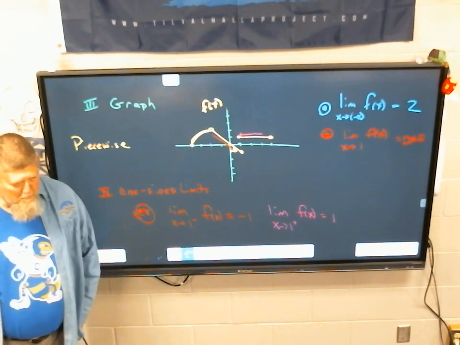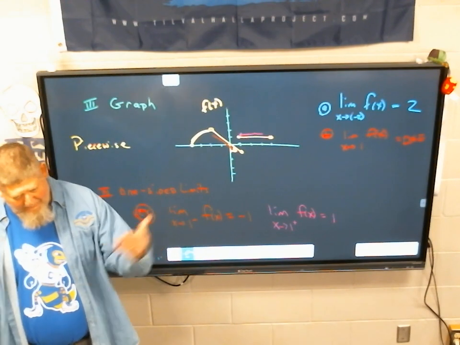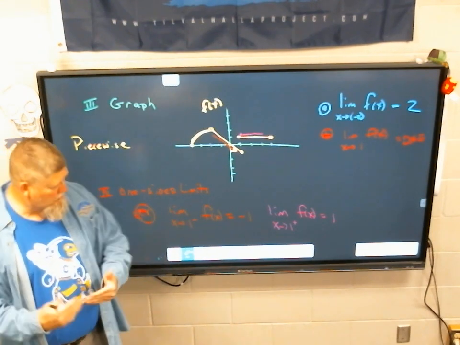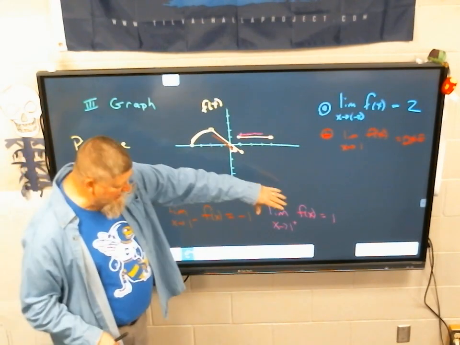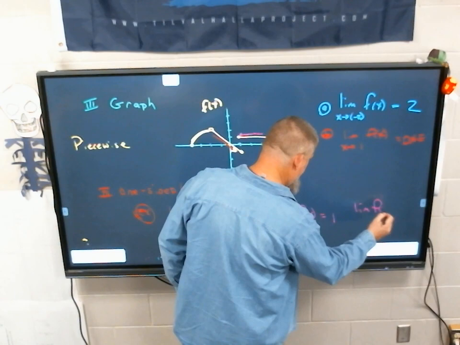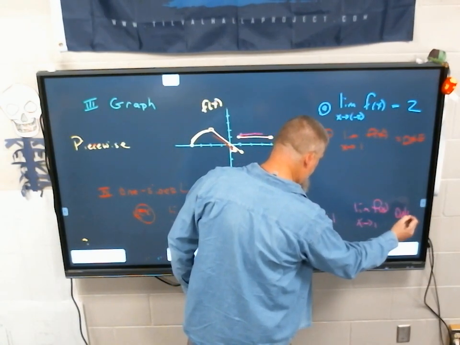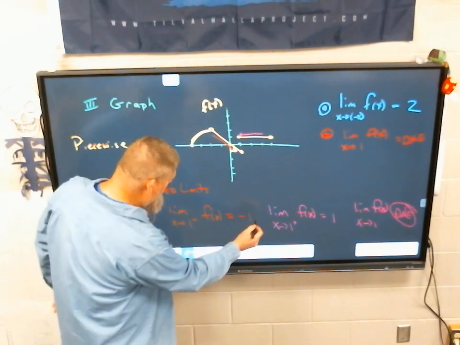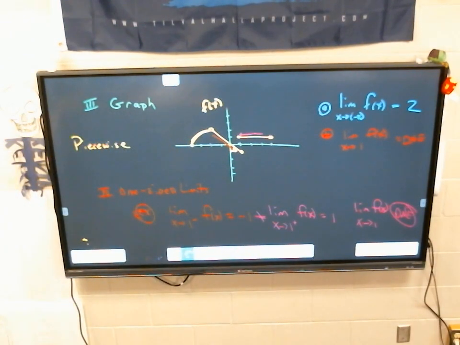Yes. Because in order to have a limit, your right hand and your left hand have to be equal. If they're not equal, so while the left hand is -1 and the right hand is +1, the limit of f of x as x approaches 1 does not exist, because those two are not equal. So you can't just have a one-sided limit, yes?